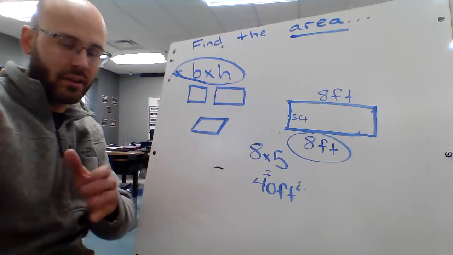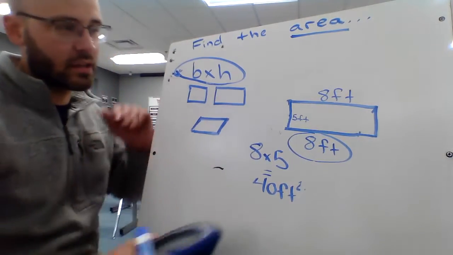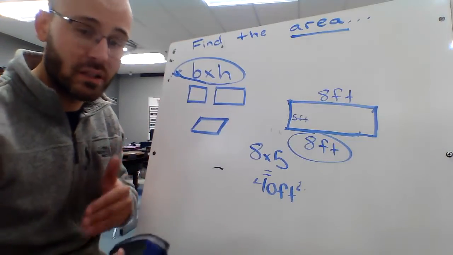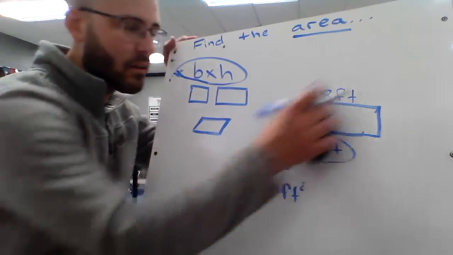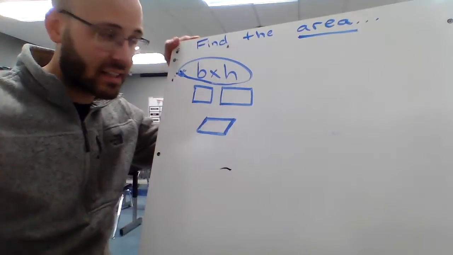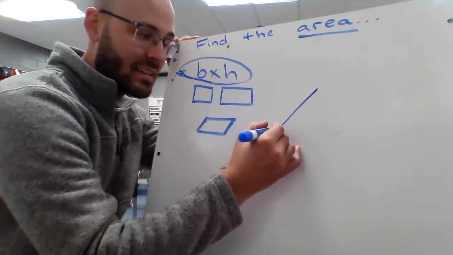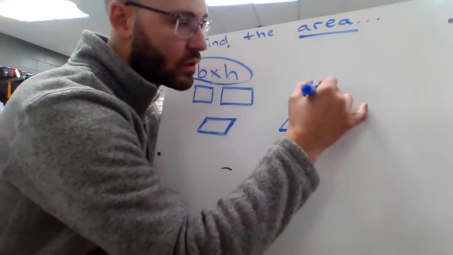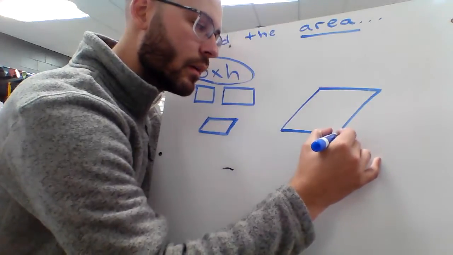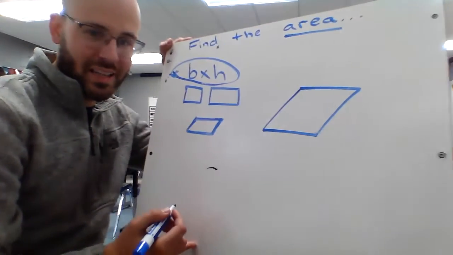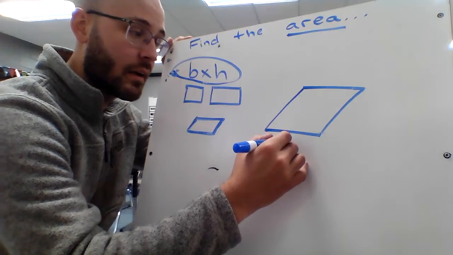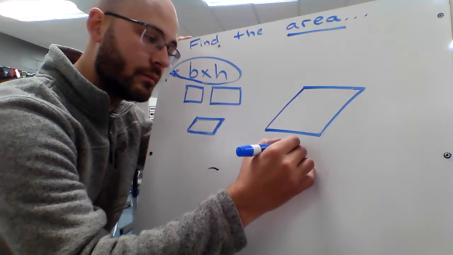If you need to replay that on the video a few times, do it. It's worth seeing so you can understand why we still use base times height. But you can't accidentally use that slanted side as the height. I'll do another one like that just so you can see one more time. Okay, this one's more like a slanty square, I'm going to say. So I'm going to say it's 5 feet.